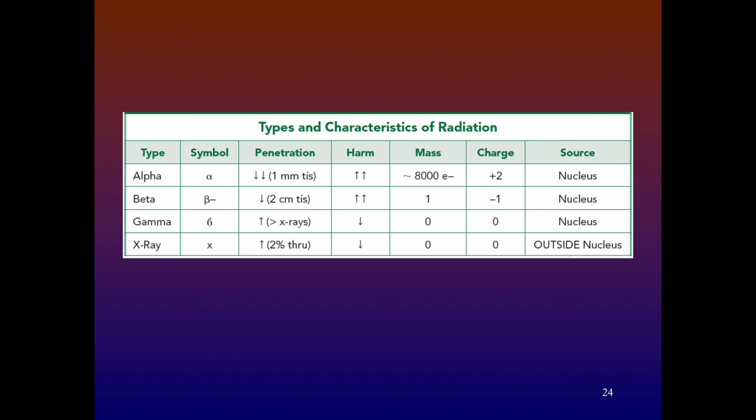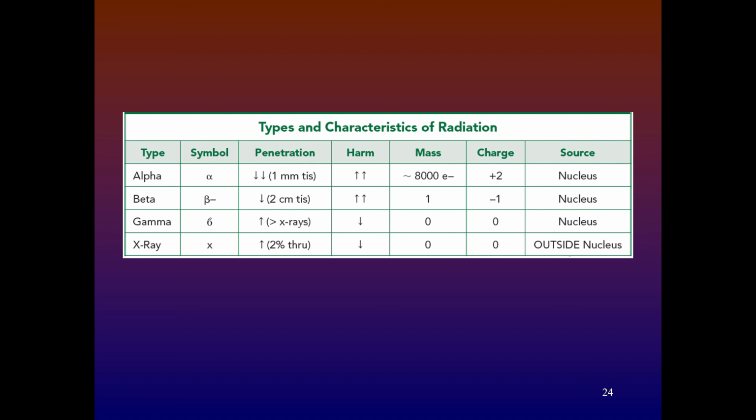Beta radiation is not very penetrating, very harmful, has a mass of 1, the mass of an electron. Its charge is -1, and it comes from the nucleus. Gamma radiation is penetrating, more so than X-rays, less harmful than the first two types of particulate radiation. No mass, no charge. It's an electromagnetic wave, no mass, no charge. It comes from the nucleus, though.